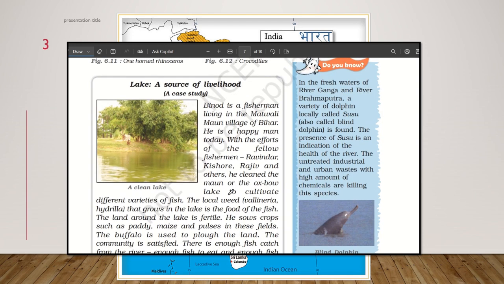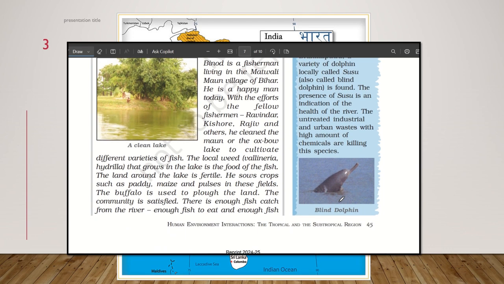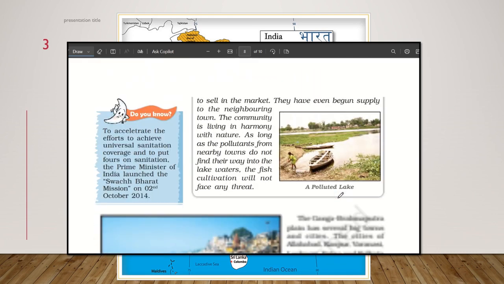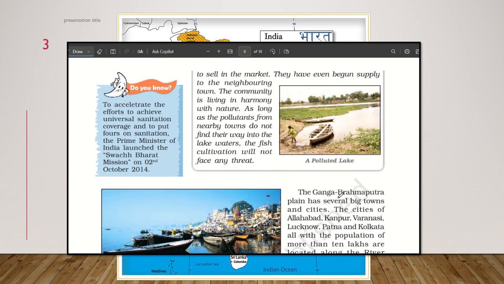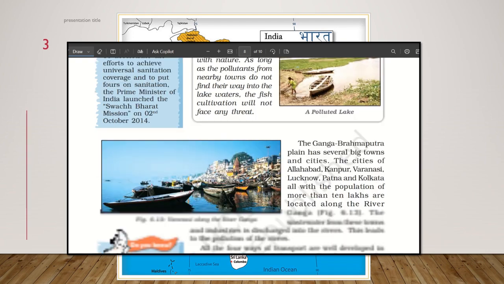In the fresh water of the Ganga river and the river Brahmaputra, a variety of dolphin called susu, also called the blind dolphin, is found. The presence of susu is an indication of the health of the river. The untreated industrial and urban waste with a high amount of chemicals is killing this species. That's why we cannot see these blind dolphins nowadays. So to accelerate the efforts to achieve universal sanitation coverage, the Prime Minister of India launched the Swachh Bharat Mission on 2nd October 2014. So you must have known about that.